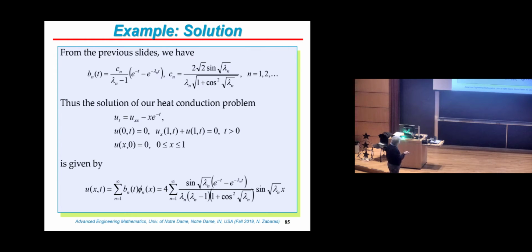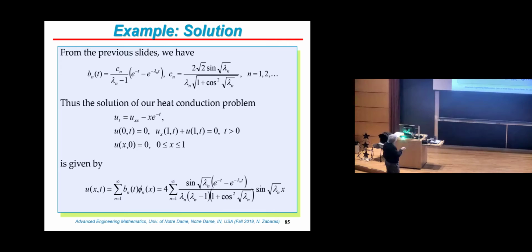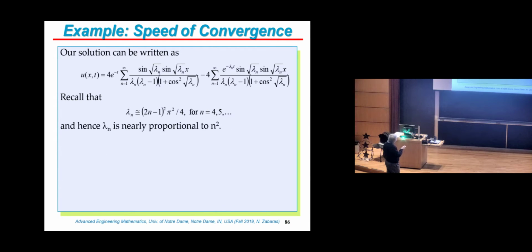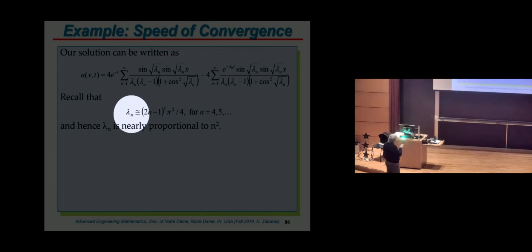All right, so you may ask now, if you look at this expansion, how many terms do I really need to use to make it converge? And I am going to remind you, if I can see the formula, lambda n, for at least big n's, is proportional to n squared.